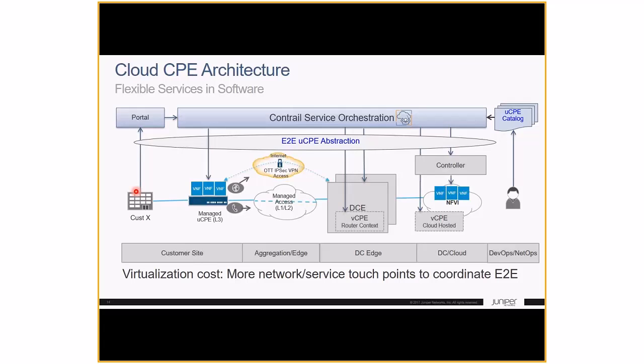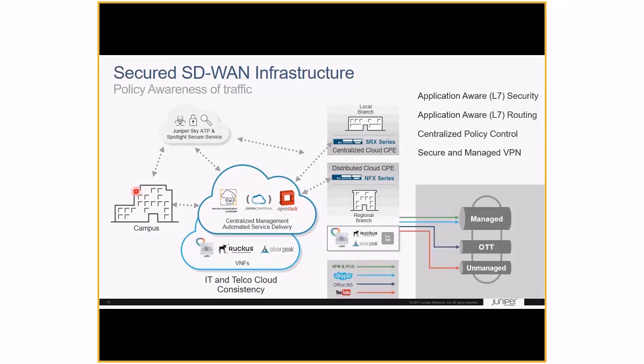And I did mention the SD-WAN, but we really want to think of it as, Juniper doesn't want to secure the network, we want to build secure networks. And building secure networks, what we want to do is put security everywhere. Put security at the local branches, or put security within the network. Here I show just a couple examples where we have our SRX series, and we have our distributed cloud CPE, or our uCPE, the NFX.